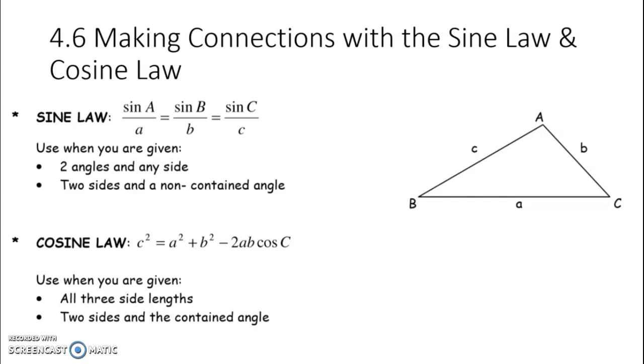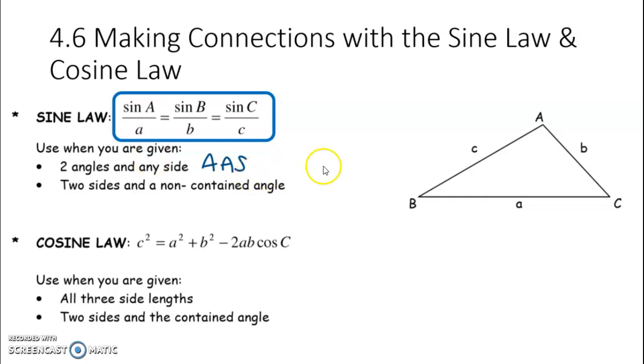So, a really quick recap. The equation to represent the sine law looks like this: sine of angle A over length A, equals sine B over length B, equals sine of angle C over side length C. And you can only use the sine law when you're given two angles and a side, or two sides and a non-contained angle.